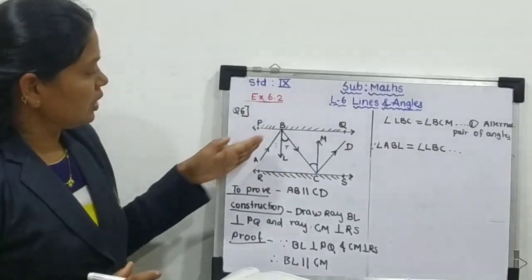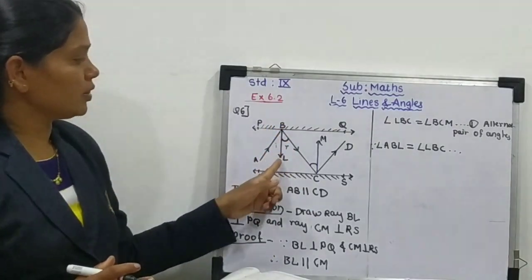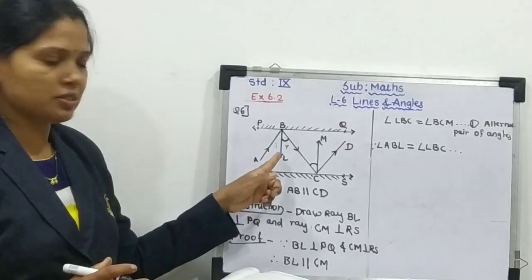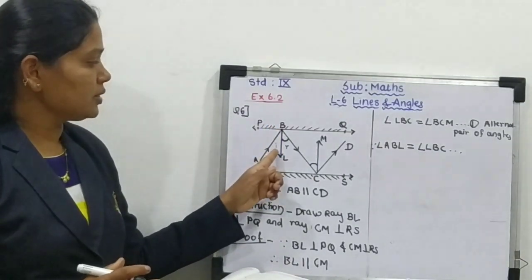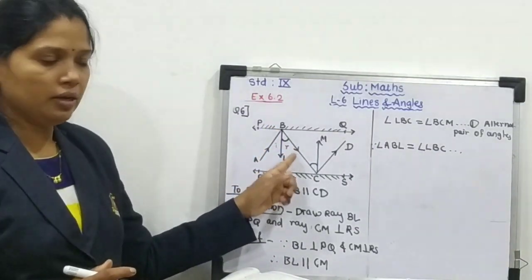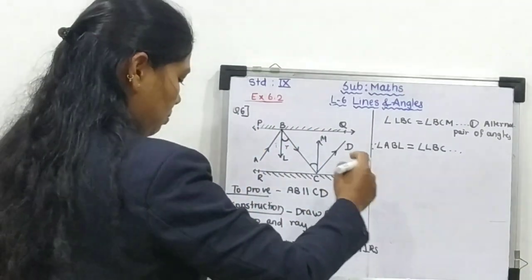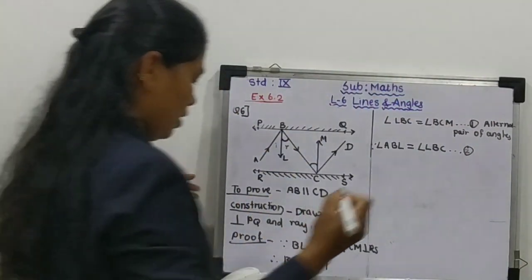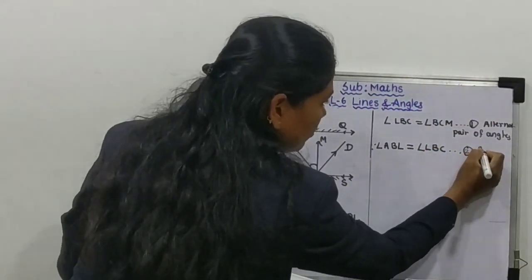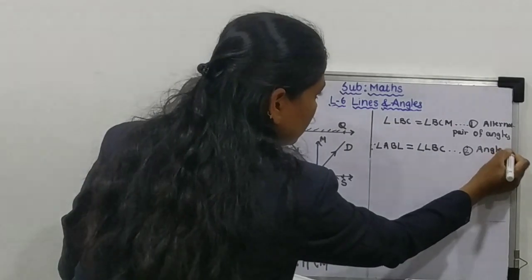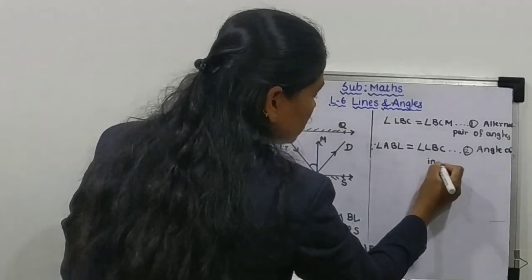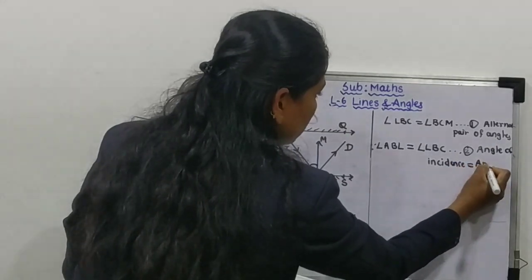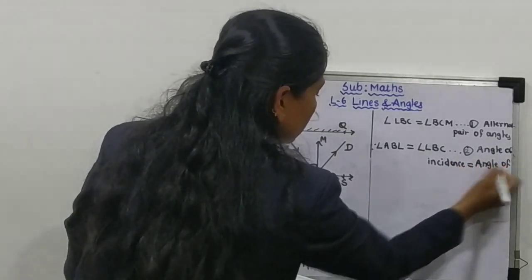When the incident ray makes an angle with the normal, this is the normal actually, we say perpendicular in maths, these angles are equal, right? So we have written ABL equals LBC. This is the second: angle of incidence equals angle of reflection.